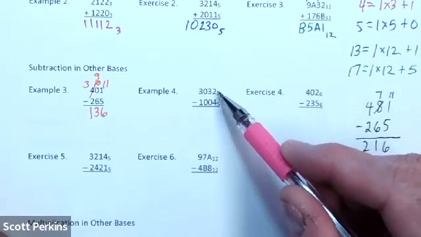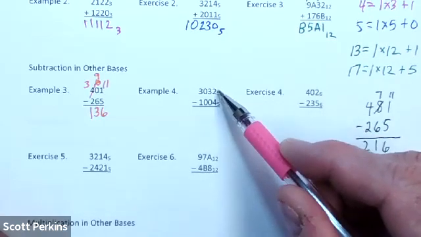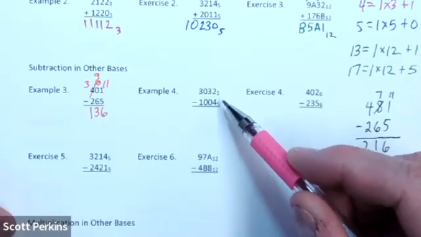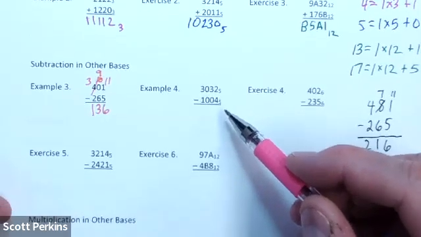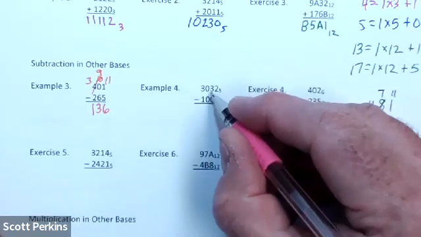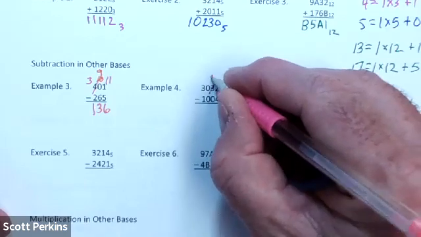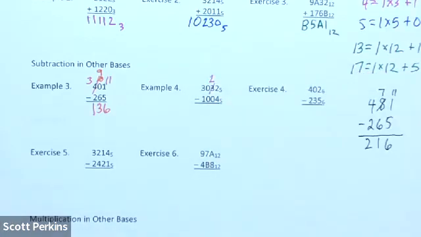So on my units, 2 minus 4. Do I have enough to do that subtraction? No, so I have to borrow. Okay, this is a base 5 problem, so just keep that in mind. So I'm going to go over to the 3, and the 3 says, yeah, I can lend you something, so that 3 is going to become a 2. No difference to what we did before. But now what have I borrowed? I've borrowed a full group of 5.